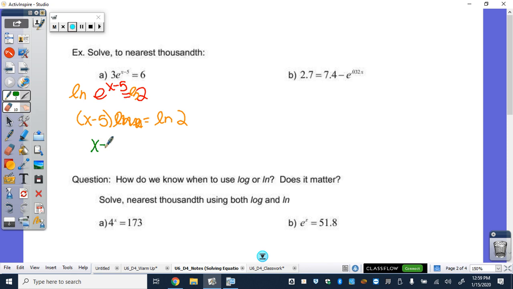So then we add our 5 over. So our exact value is ln of 2 plus 5. It asks, though, for the nearest thousandth, so go ahead and plug that in. Make sure you remember to close the parenthesis after the 2. So 5.693.